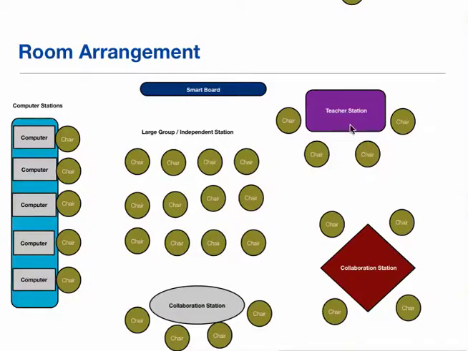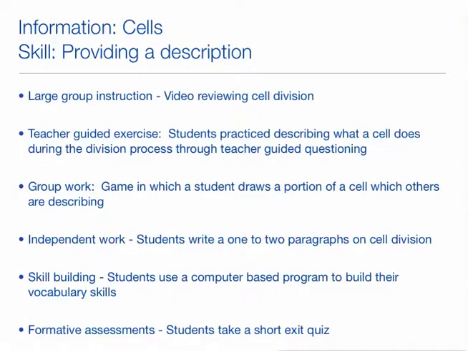So let's go back to our room arrangement, because when you look at it, you'll see we have a teacher station, collaboration station, large group station, and then a skill building station as well. Four or five students may start in the teacher station and then move to the collaboration station, then move to the large group independent station, and then move to the skill building station, and you simply rotate. So let's take a look at our lesson.